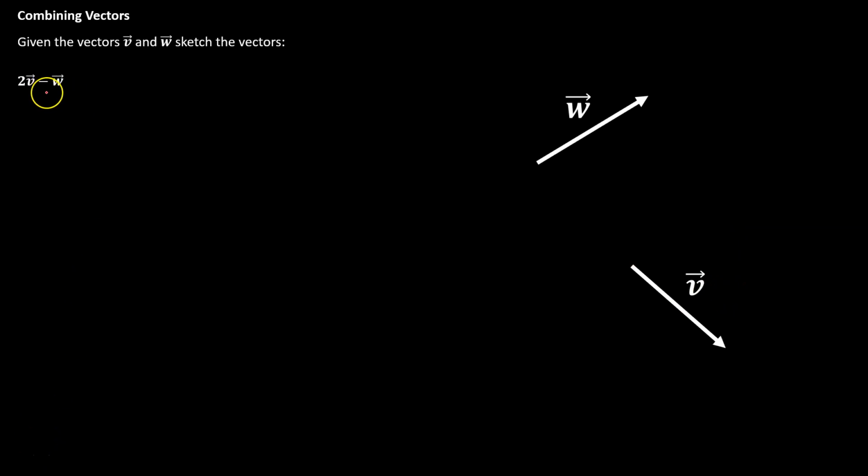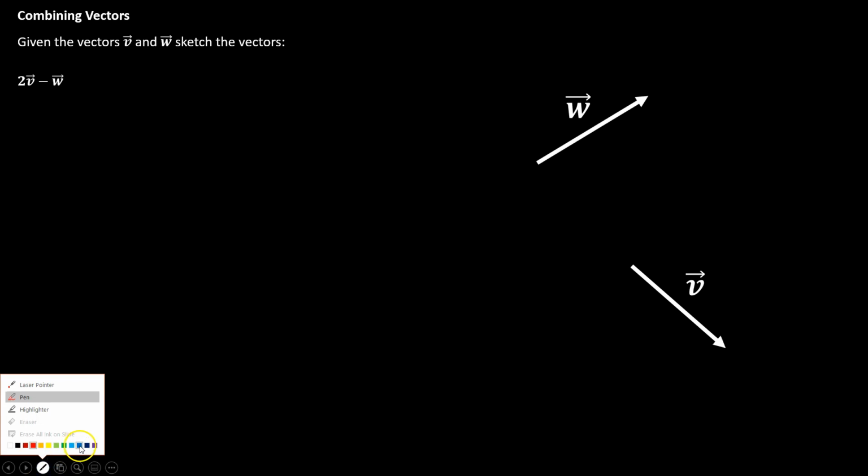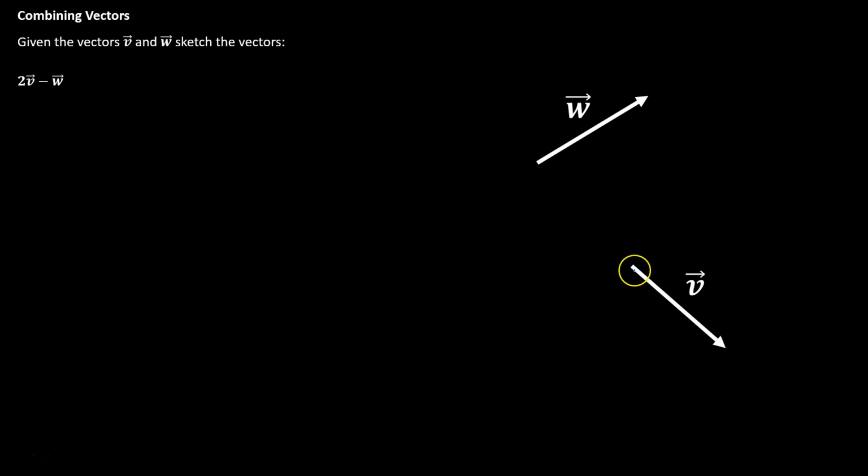We can do multiple operations even. So this one asks for 2v minus w. In order to do that, I first need to make a 2v. So if this is v, then we could imagine that it's twice as long but parallel. Look at that beautiful straight line.